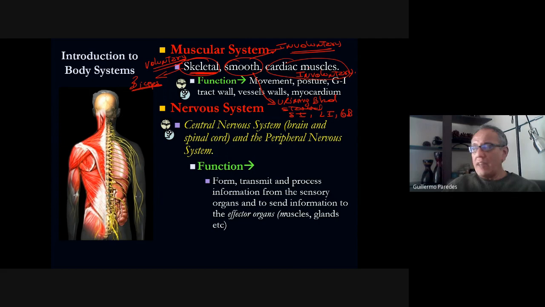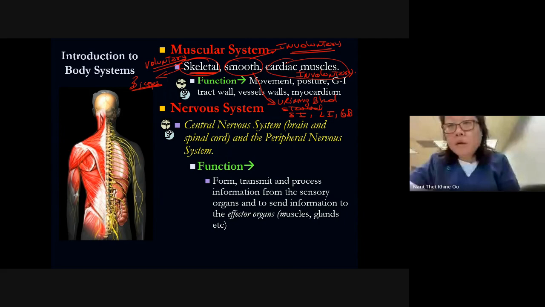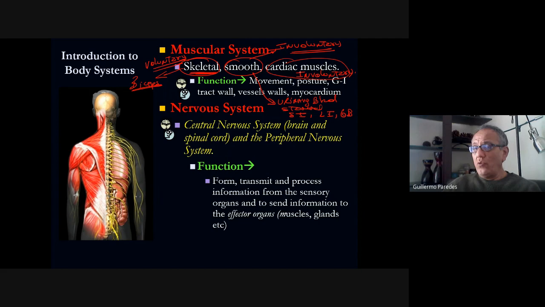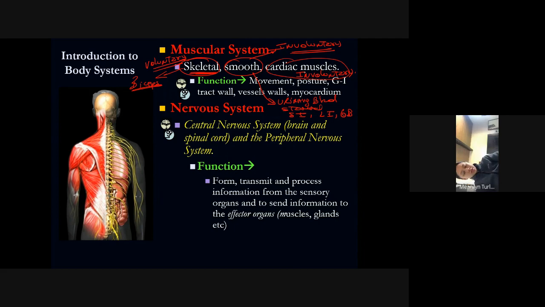How many types of muscles do we have? Everybody, please. How many types of muscles? Three groups of muscles. Skeletal, voluntary; smooth, involuntary; and the cardiac muscle, which is involuntary. Can you stop your heart? No, right? So actually it's involuntary.